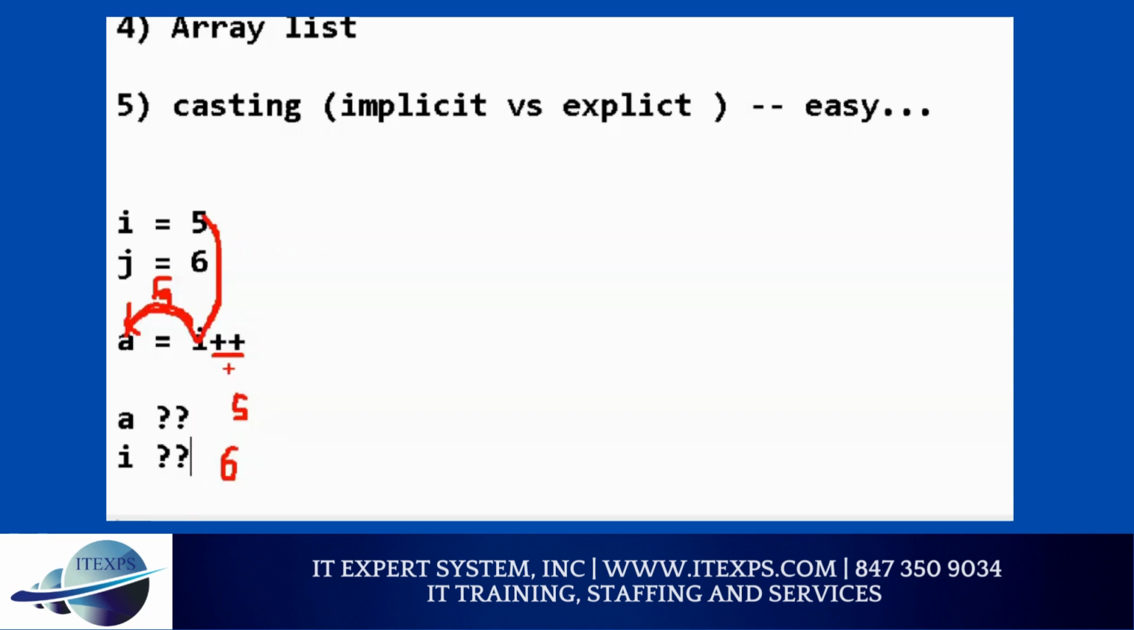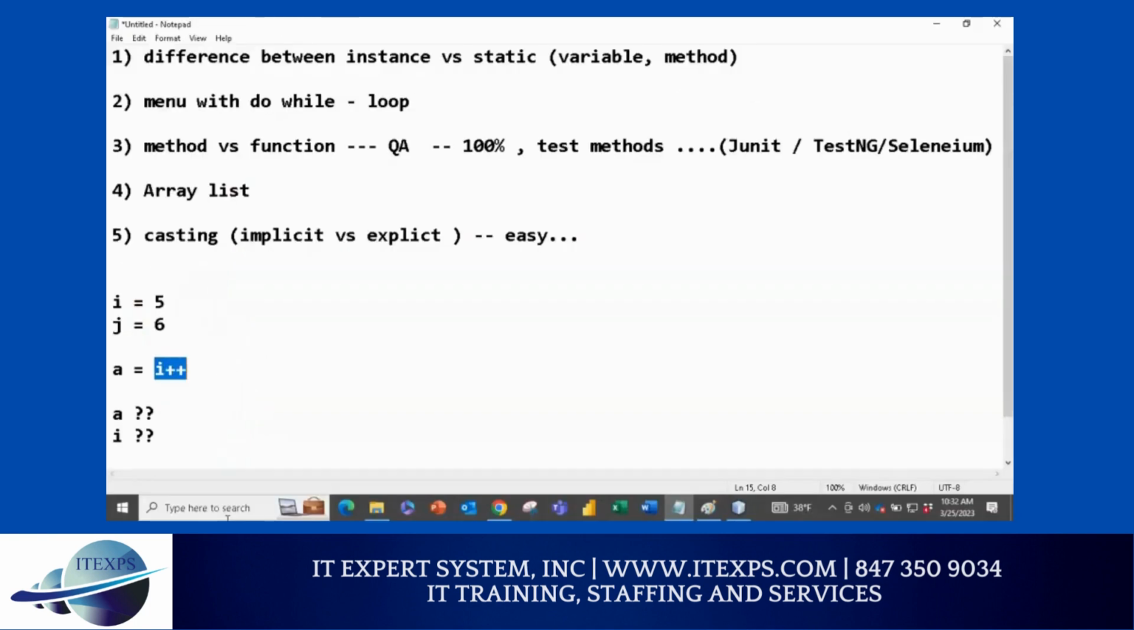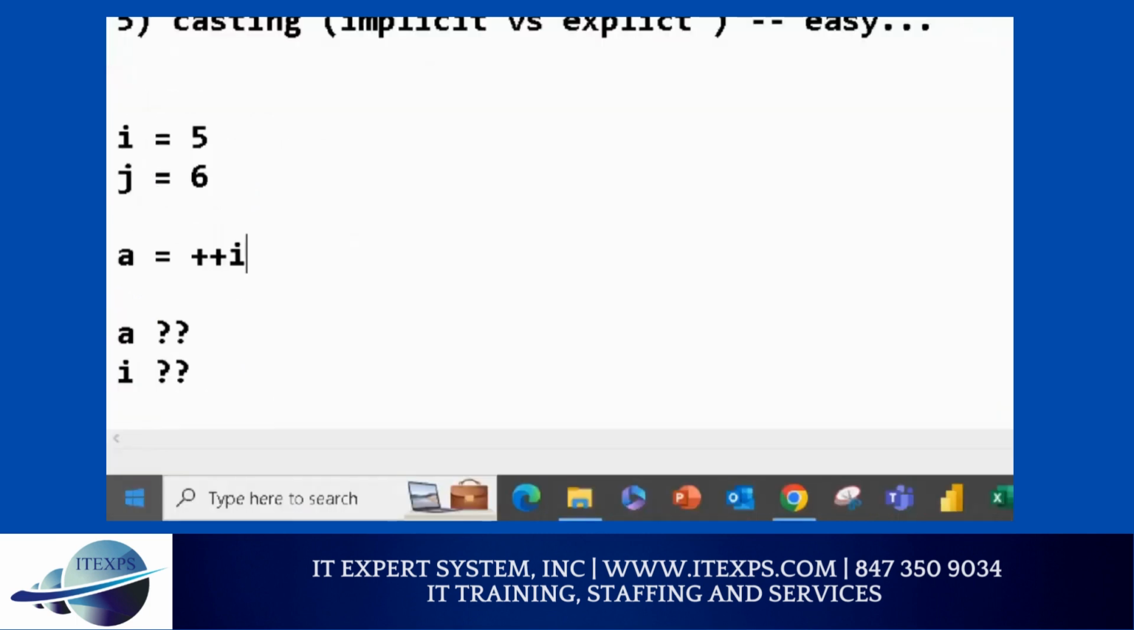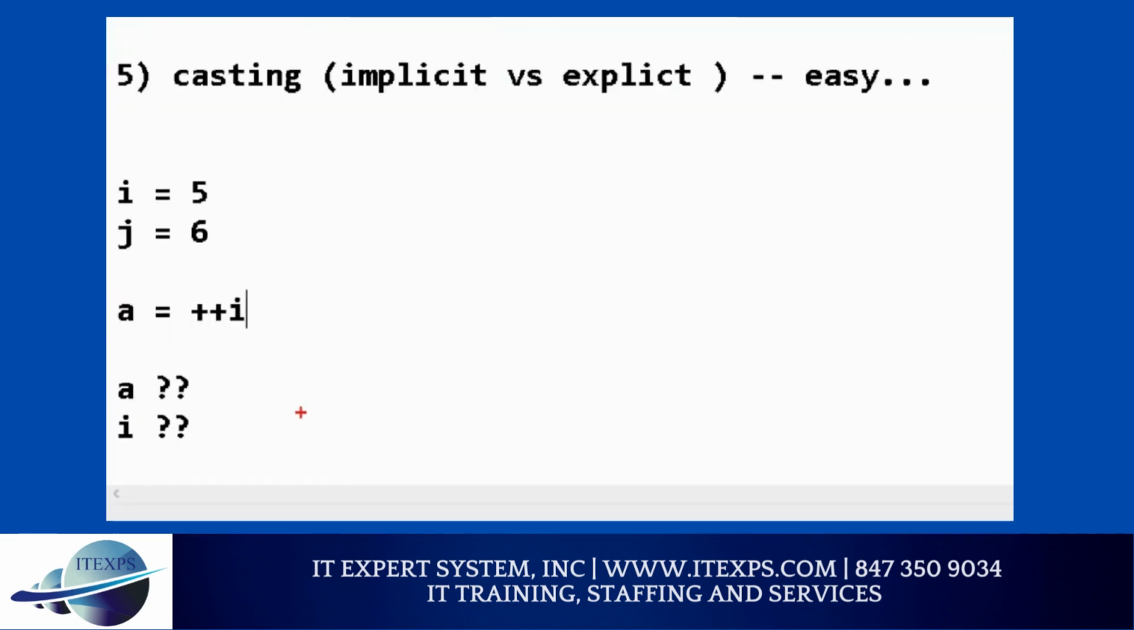So you are giving 5 to a and then incrementing. Now, if I change this thing, I'm pretty positive you will be able to help me here. What would be the value of a now? 6. And what would be the value of i? Both will be 6 because you're incrementing i first. So i was 5, you incremented, so 6. So you give it to a and i, so both will be 6.